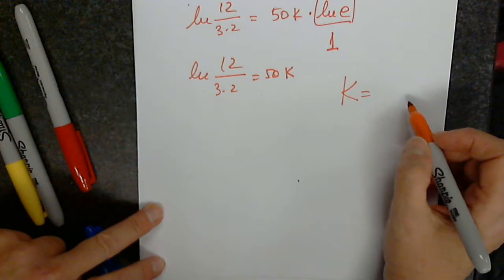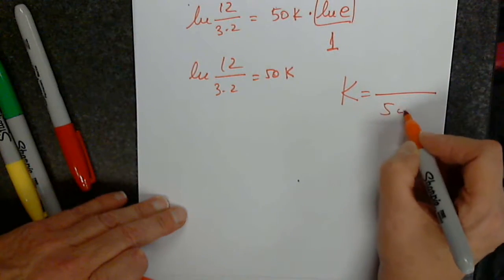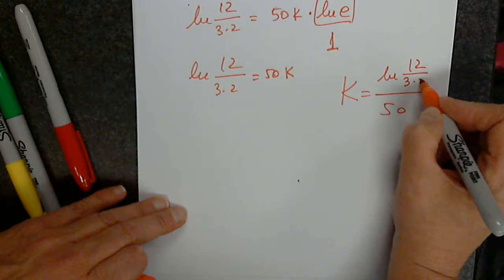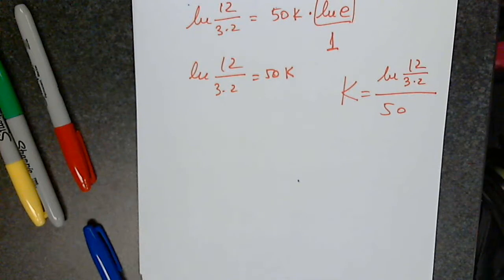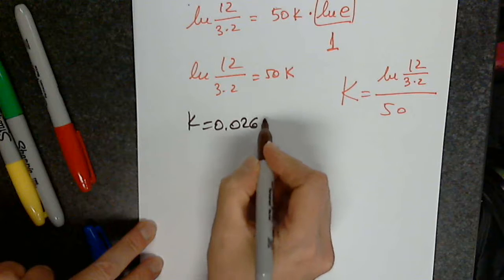How do I solve for k? Both sides by? Indeed. So let's punch it in the calculator. No one can do this by hand. So the top is natural log, and it's 12 divided by 3.2, close the parenthesis, and I divide everything by 50. Here it is, 0.0264. So k equals 0.0264.